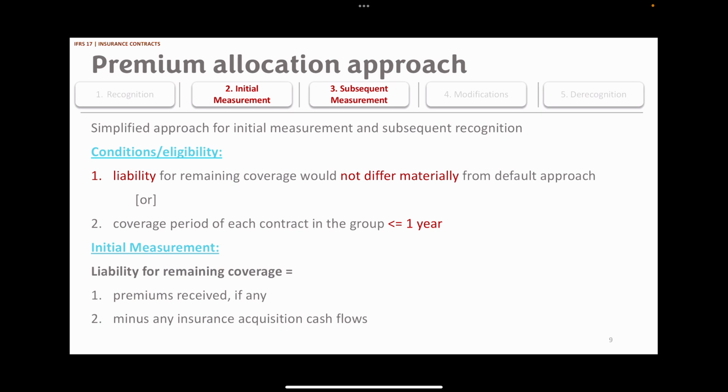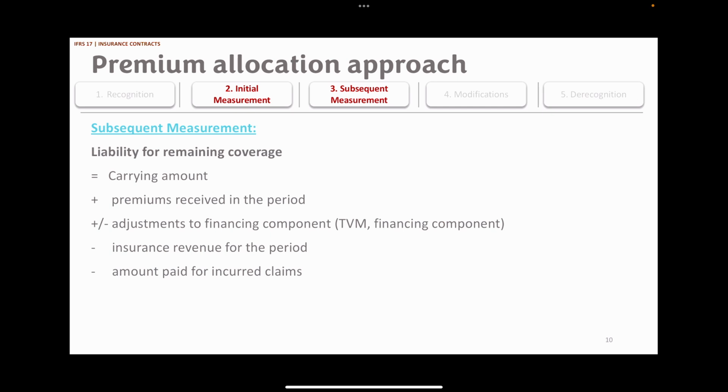At the time of initial measurement, the liability under the premium allocation approach is simply the sum of premiums received, if any, and insurance acquisition cash outflows. Under the premium allocation approach, subsequent measurement has the following adjustments. Liability starts with the carrying amount of the previous reporting period, and then any premiums received are added to it. Adjustments are made for financing components, that is time value of money and financial risk. And then insurance revenue for the period is reduced and any claims paid during the period are reduced from the liability value.